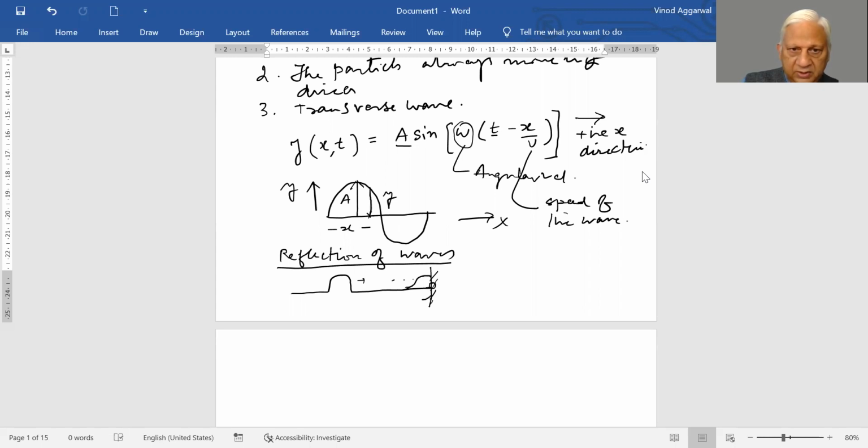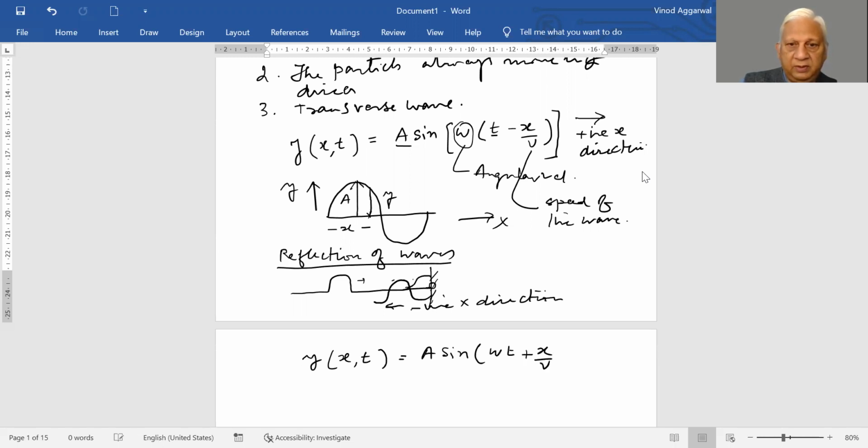And in reflection, what happens is it goes like this. It goes in negative x direction. And the equation will change. The equation becomes y, a function of x and t, is equal to A sin(ωt + kx). When the signs of t and x are the same, it means the wave is moving in negative x direction.